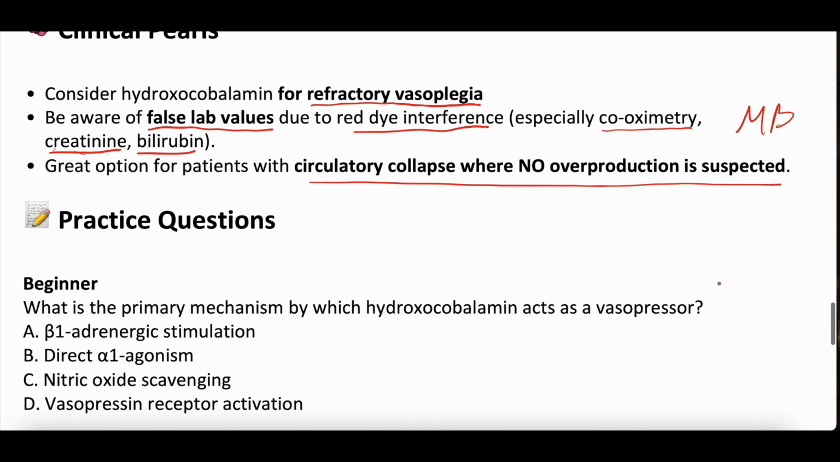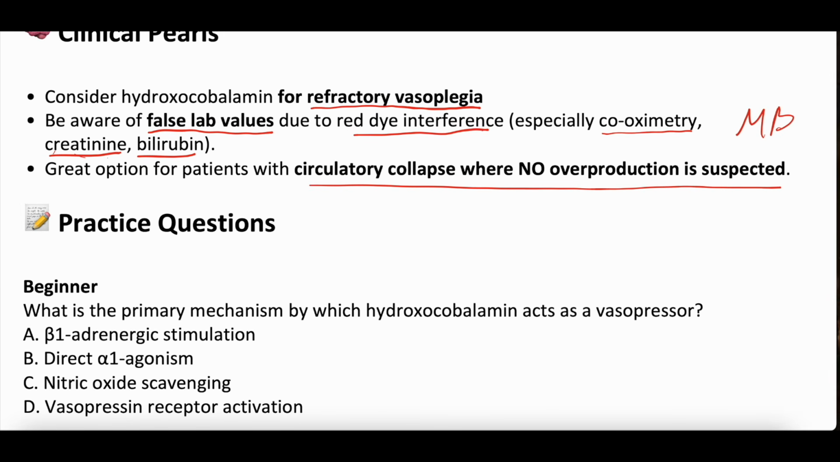Question number 1, beginner question. What is the primary mechanism by which hydroxocobalamin acts as a vasopressor? A, beta-1 adrenergic stimulation. B, alpha-1 agonism. C, nitric oxide scavenging. Or D, vasopressin receptor activation. All right, pause here if you need time.